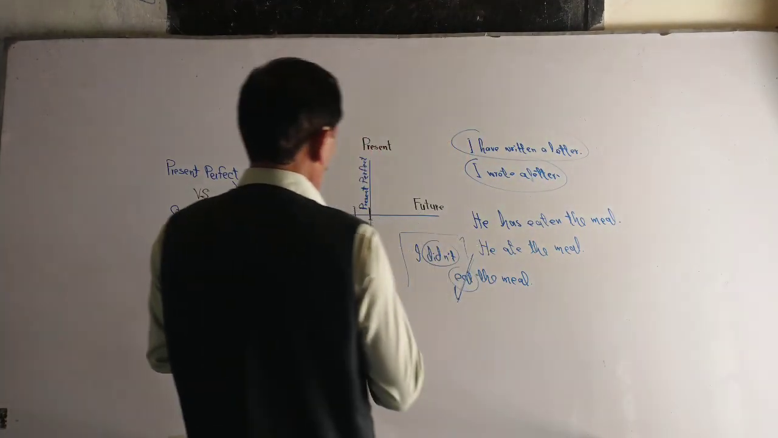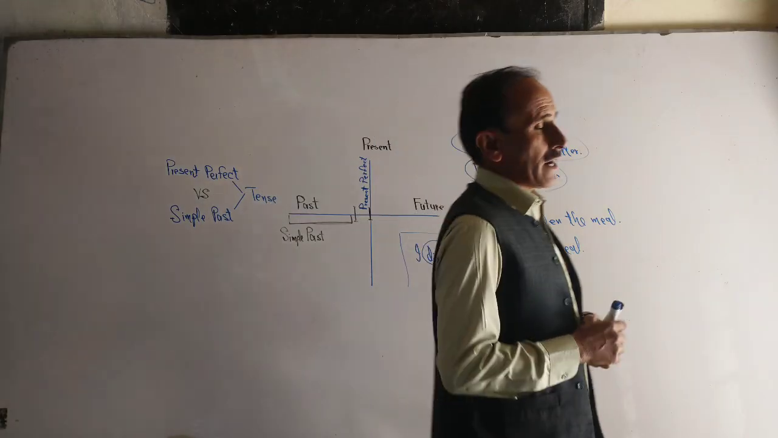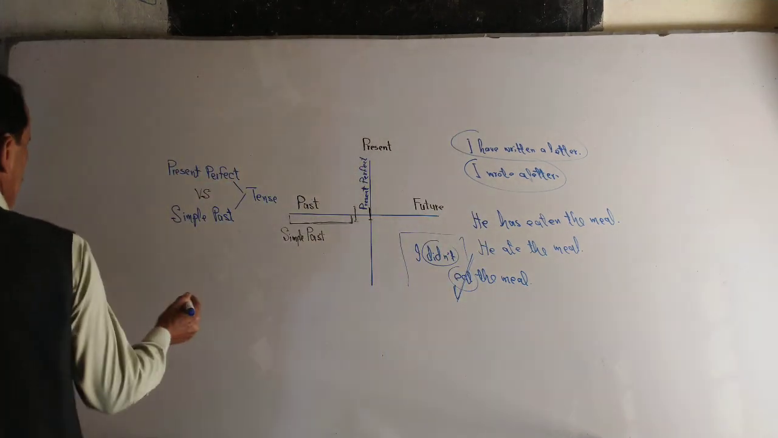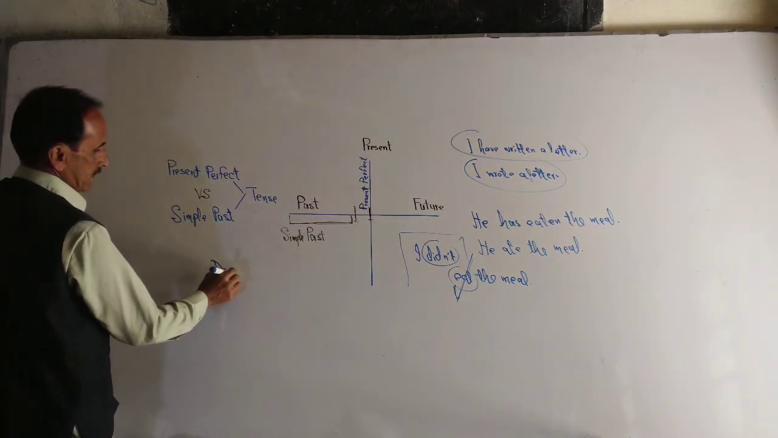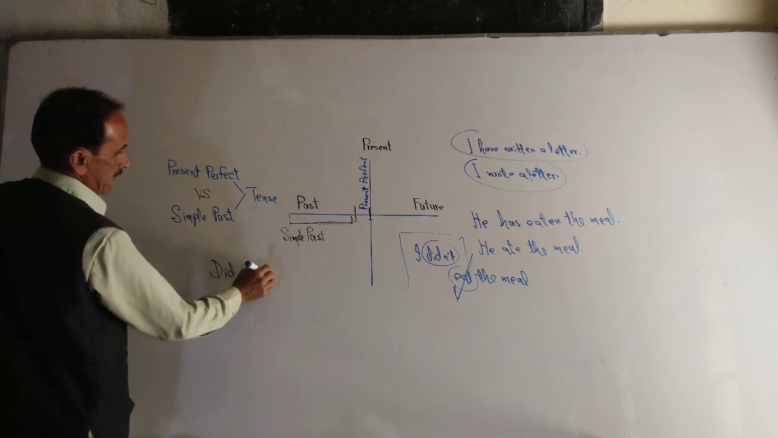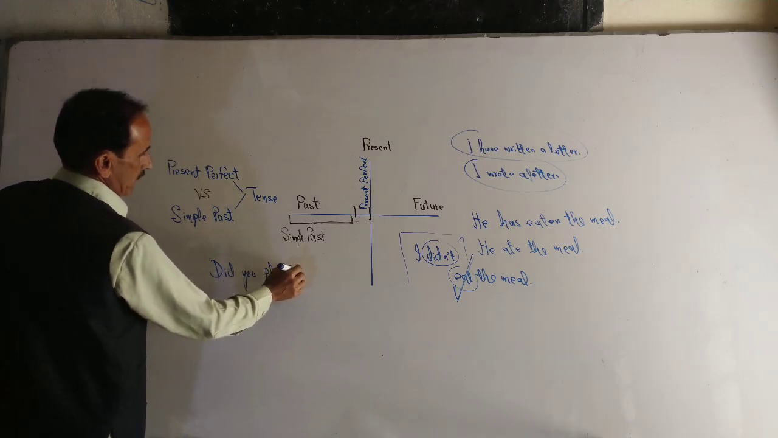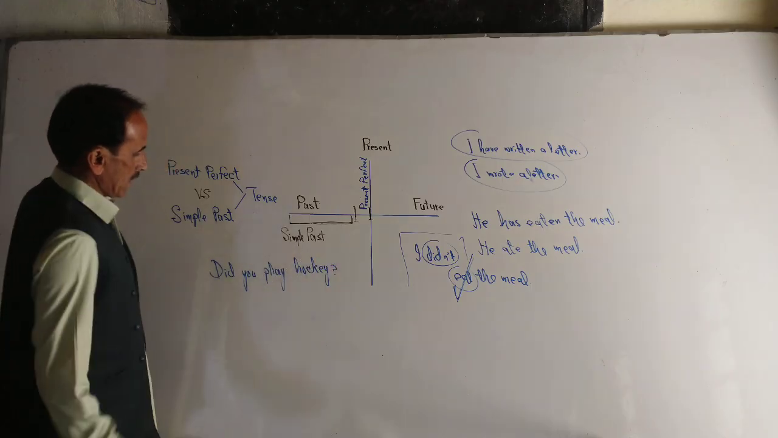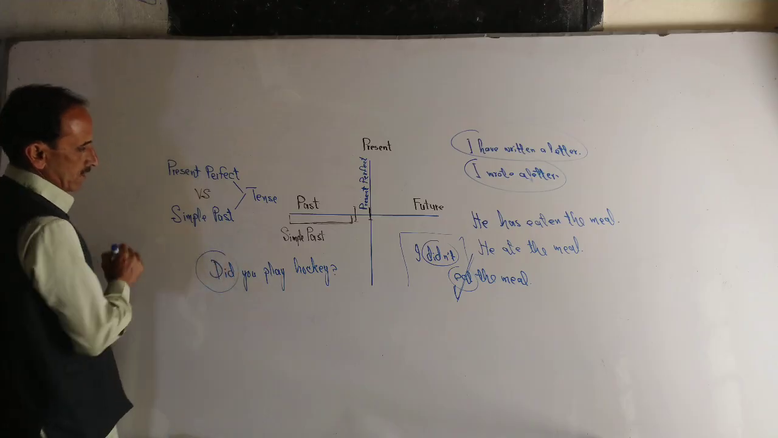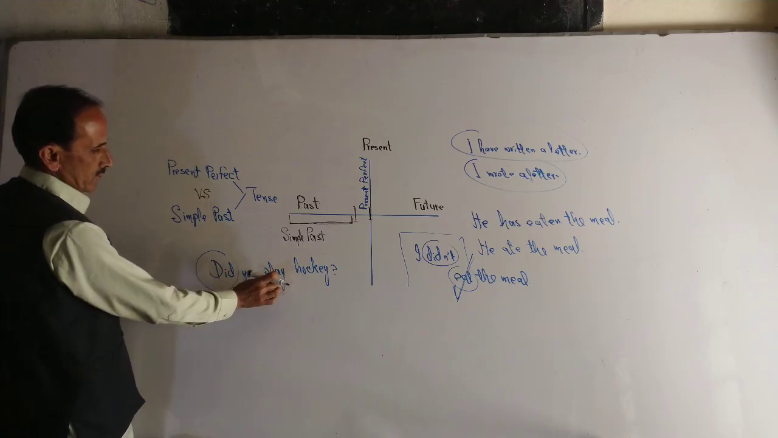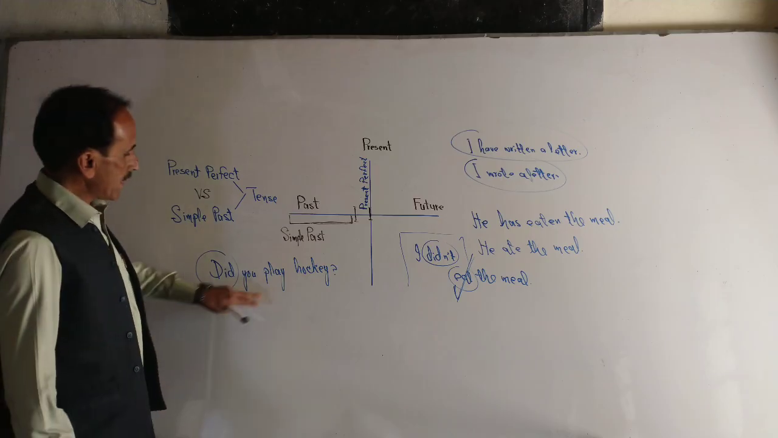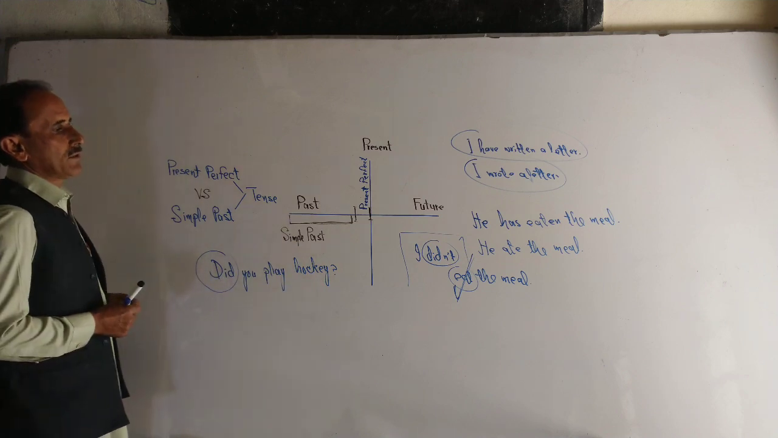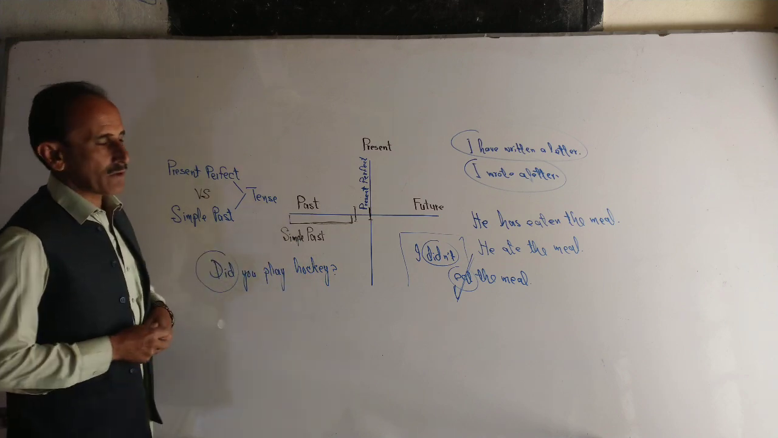Now, for example, we want to make an interrogative sentence in simple past. Then we will write did at the beginning of the sentence. Did you play? Did you play hockey? Now this did is the second form of do, therefore we can't use the second form played. We can't say played. So this is the interrogative sentence of simple past or past indefinite.